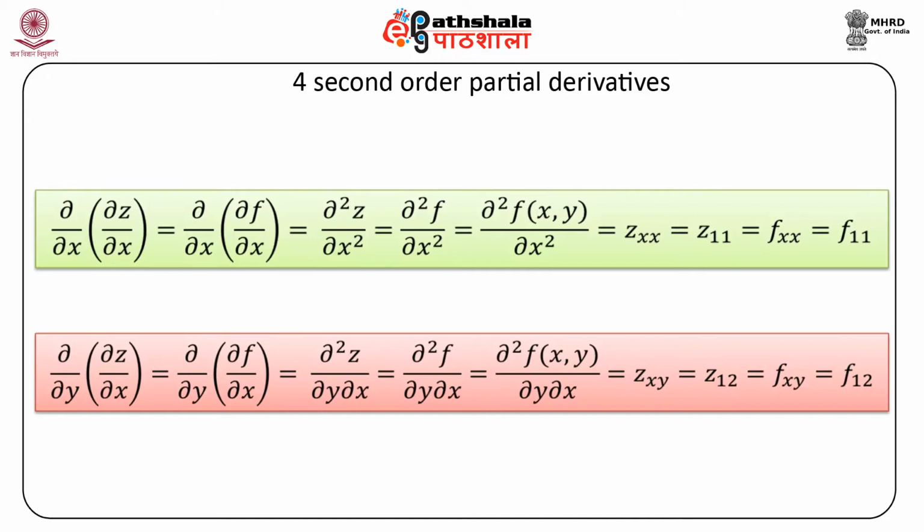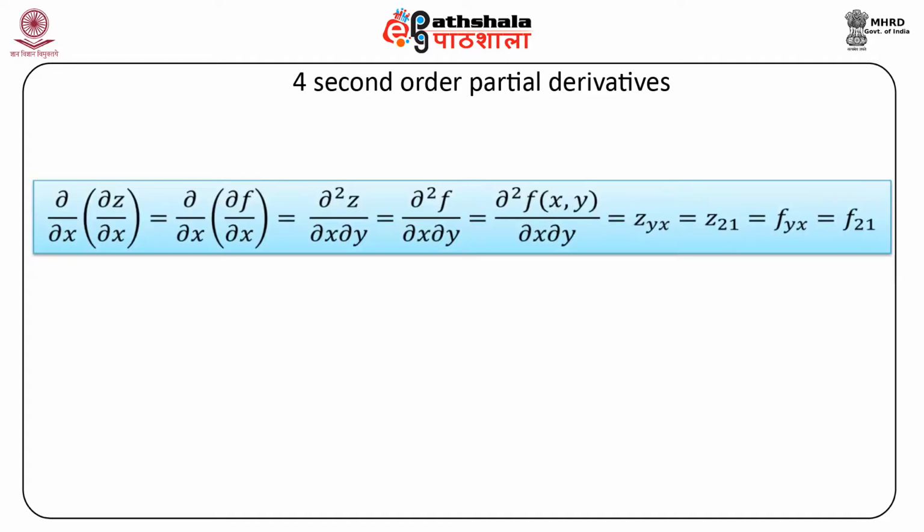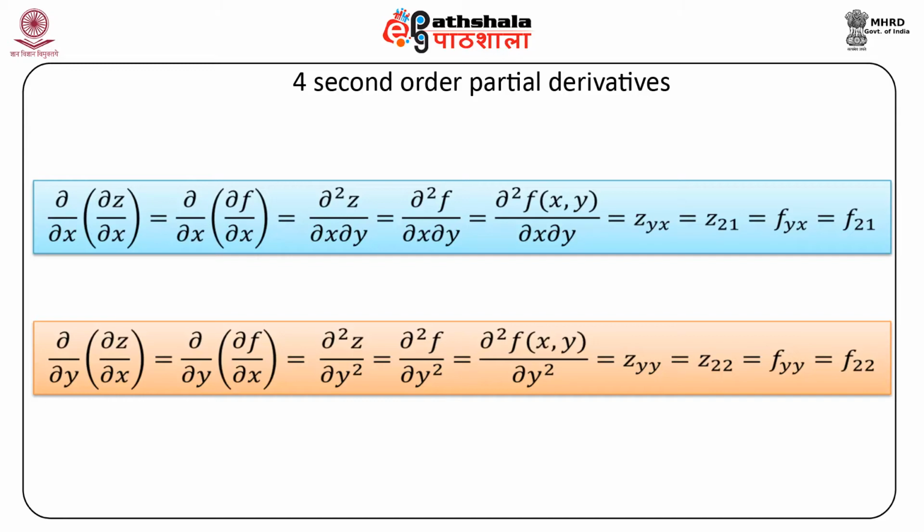∂/∂x of (∂z/∂x)... rather ∂/∂x of (∂z/∂y) is equal to ∂/∂x of (∂f/∂y), which is equal to ∂²z/∂x∂y, equal to ∂²f/∂x∂y, equal to ∂²f(x,y)/∂x∂y, equal to z_yx, equal to z_21, equal to f_yx, equal to f_21.